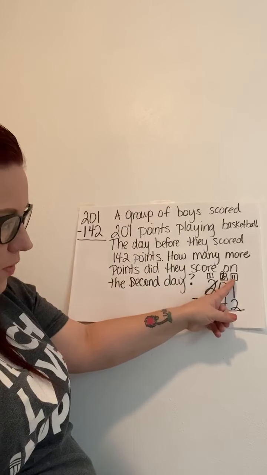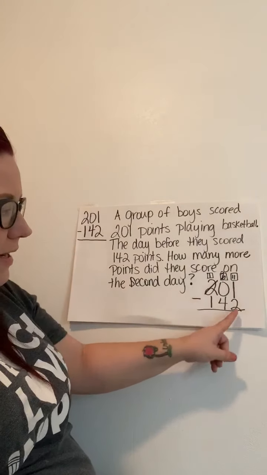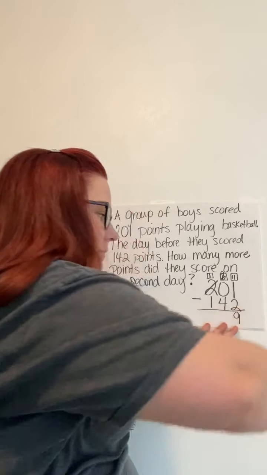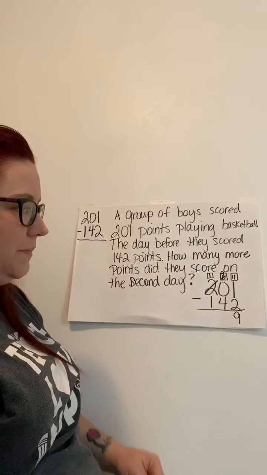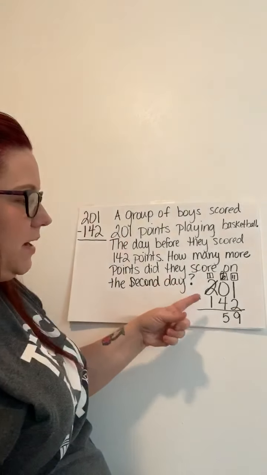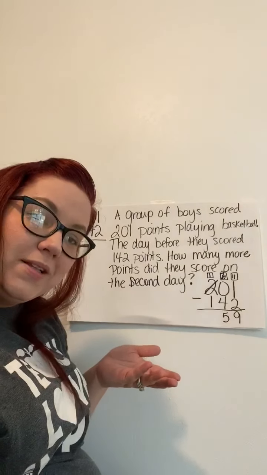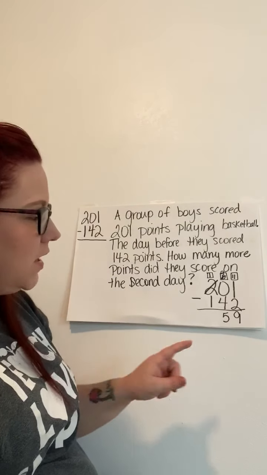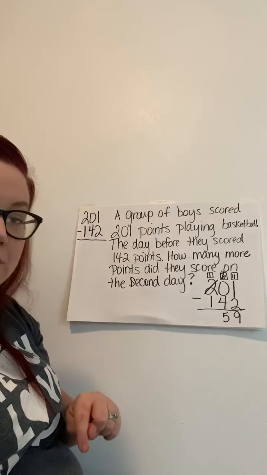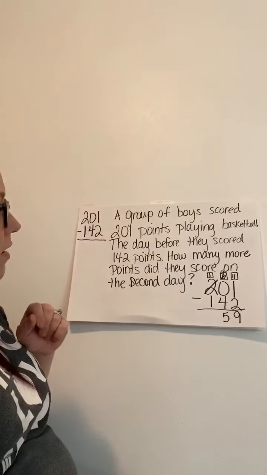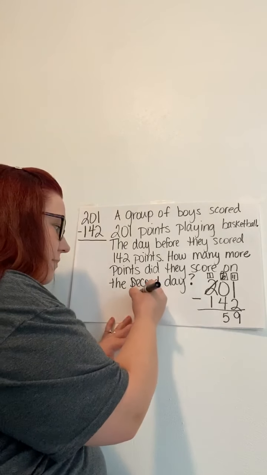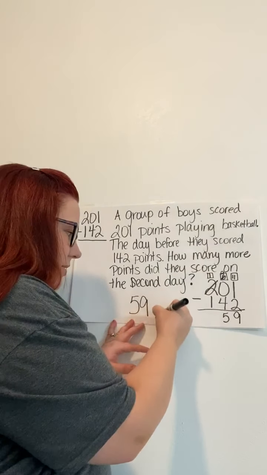Now I can start in my ones place and subtract 11 minus 2. And that would be 9. And then I have 9 minus 4. And that's 5. And then 1 minus 1 is 0, but do I have to put that 0 there? No. So 59 is my answer. But what does that 59 mean? I have to go back to my question and look. How many more points did they score on the second day? So they scored 59 more points.